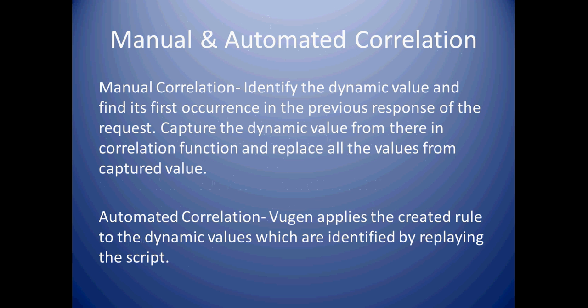When correlation is done by us, it is called manual correlation, whereas if the same is done by the tool Vugen, it is considered automated correlation. In both cases, the common steps are: identify the dynamic value and find the first instance of the dynamic value in the response of the previous request. Capture the dynamic value from that request through the correlation function save param. Replace the dynamic value with the correlated function parameter name.